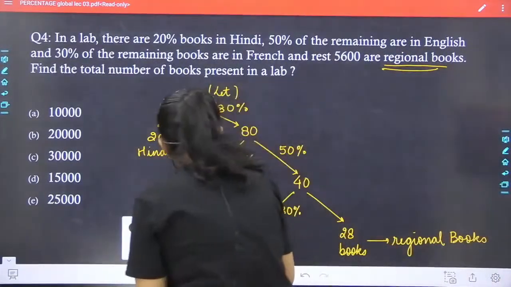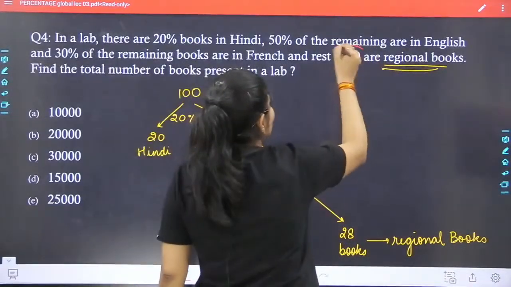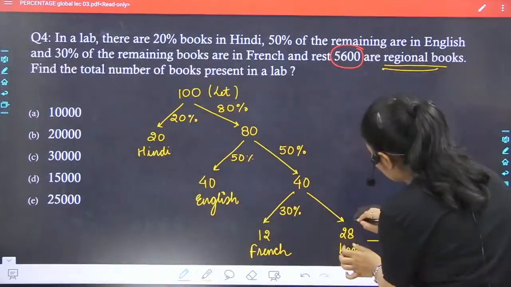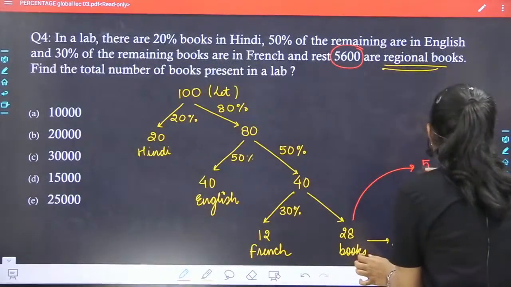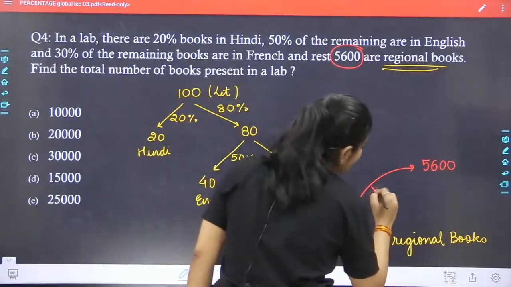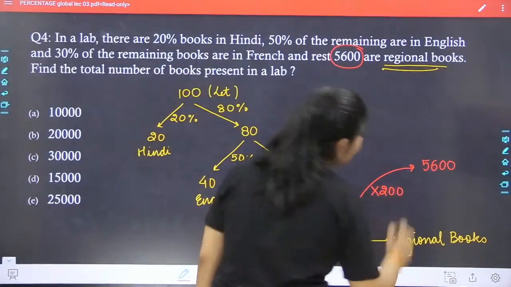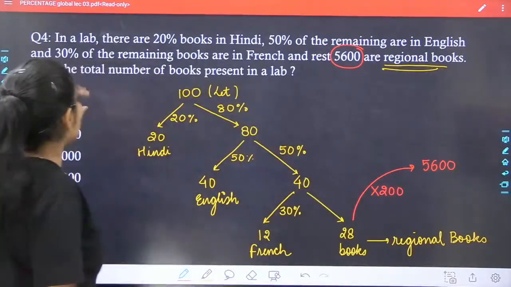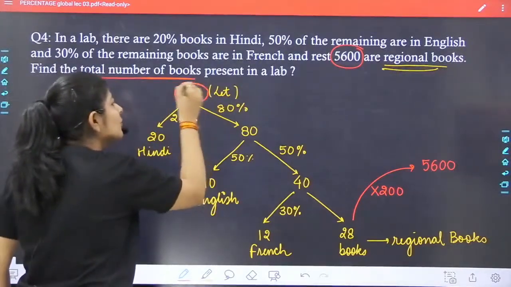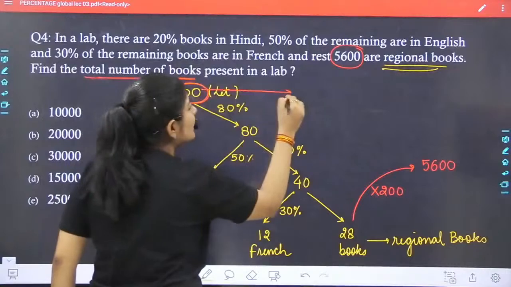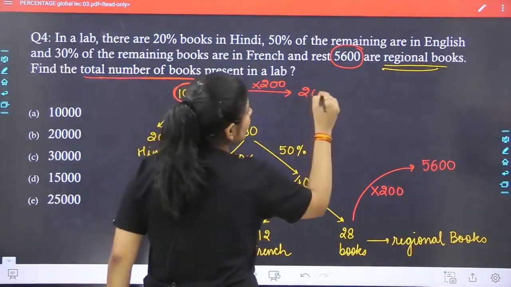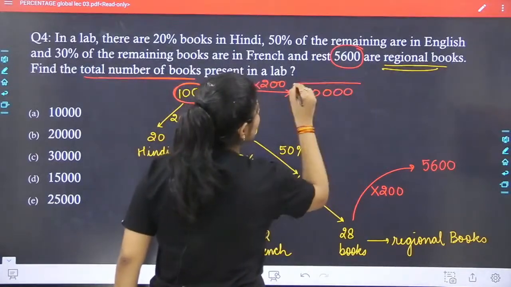But according to the question, we have 5,600 regional books. That means the value of 28 is equal to 5,600, which means it is on the multiple of 200. Now we have to find the total number of books. That means we have to multiply this value by 200 to calculate the total number of books. That is equal to 20,000 books.